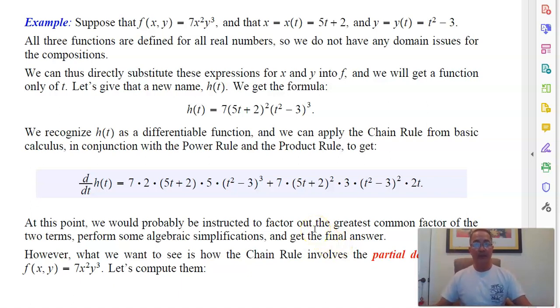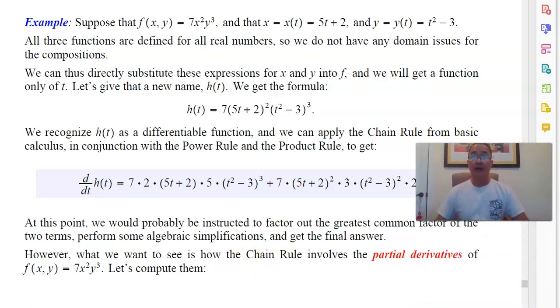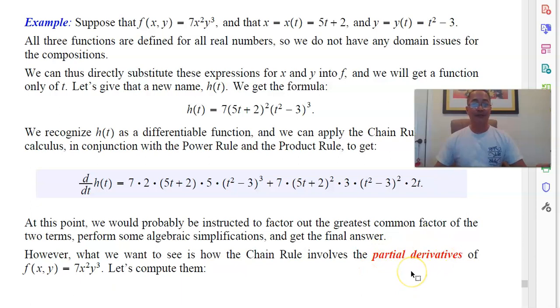Okay, so you could have done this in basic calculus, and your teacher probably would say, keep it factored, or write your answer down in as much factored form as possible. That's what I would have instructed my students to do. But that's not what we're going to do today. What we're going to do is motivate this example to write down the chain rule and express it in terms of partial derivatives. Okay, so let's go on to the next page.